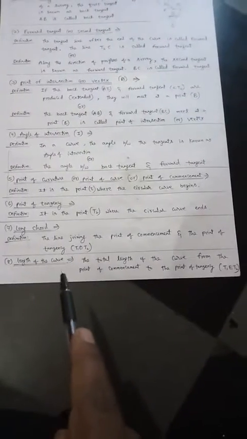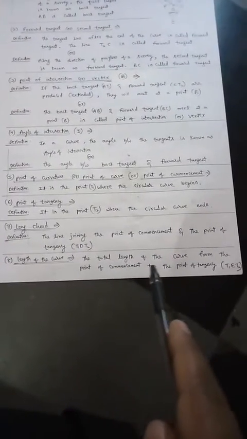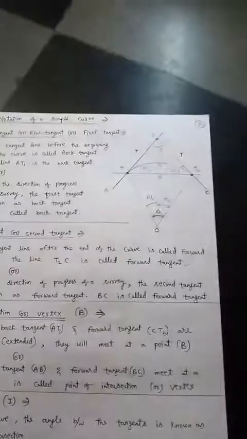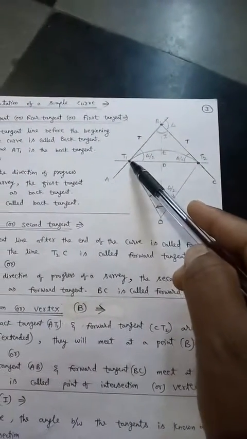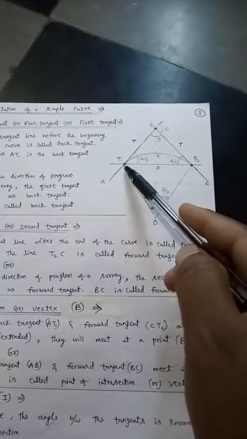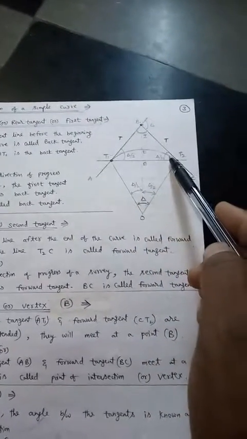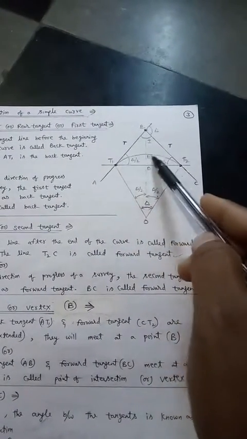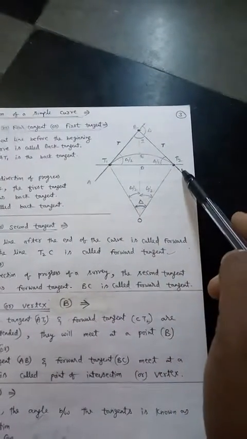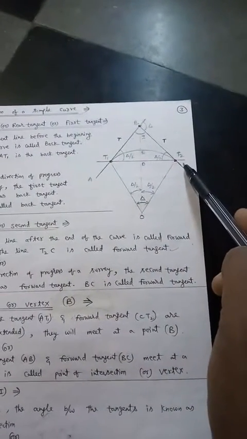The next definition is length of curve. The total length of the curve from the point of commencement to the point of tangency is known as length of curve. I will show in the figure. So this is the length of curve, and this is the long chord.